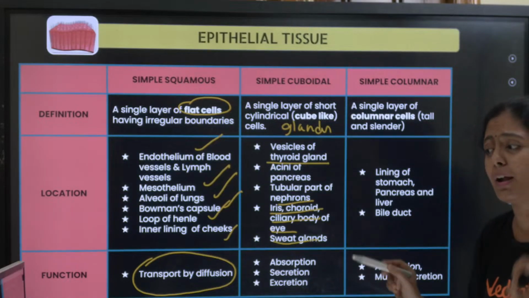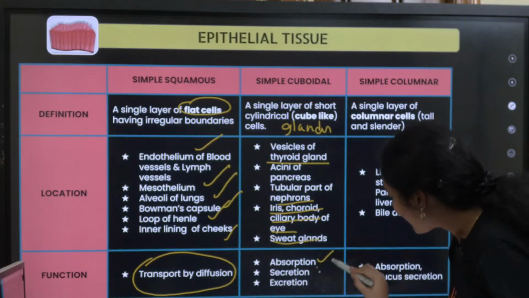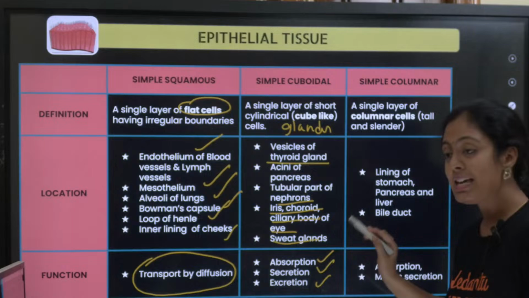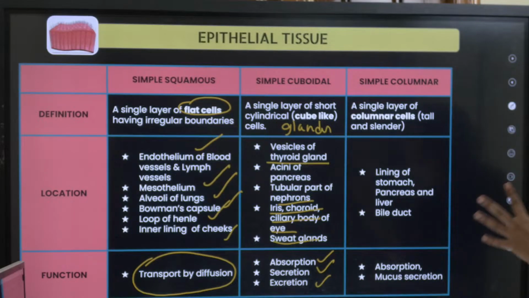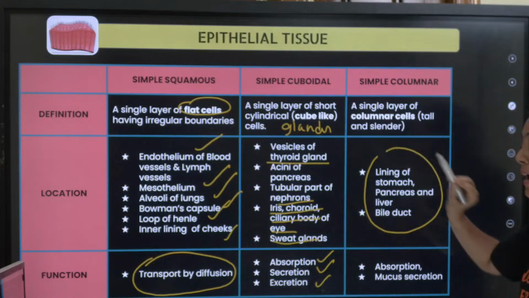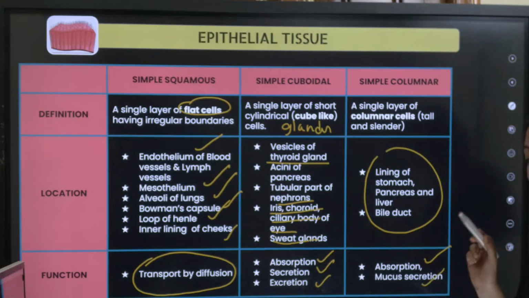So there are three important functions of your simple cuboidal epithelium: absorption, secretion and excretion. Okay, so absorption, secretion, excretion, A-S-E, you can remember it like that. Next you have simple columnar epithelium. Where is it present? Lining of stomach, pancreas and bile duct. Its function is absorption and mucus secretion.